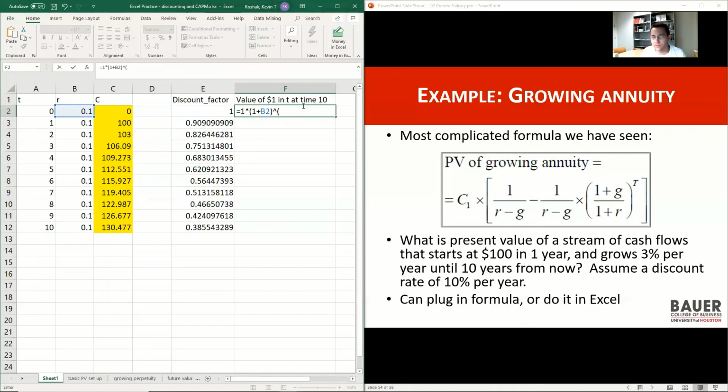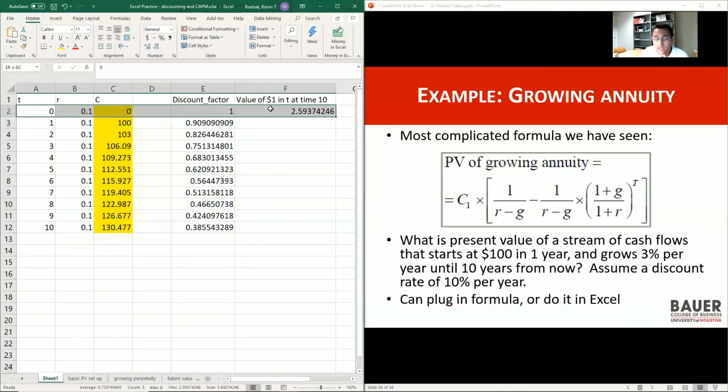And how am I going to do this? I know I want to move everything to time 10. I know I'm currently sitting at time 0. So how many times do I have to move forward? I have to move forward 10 minus the current period. So $1 at time 0 is going to grow to about $2.6 at time 10.